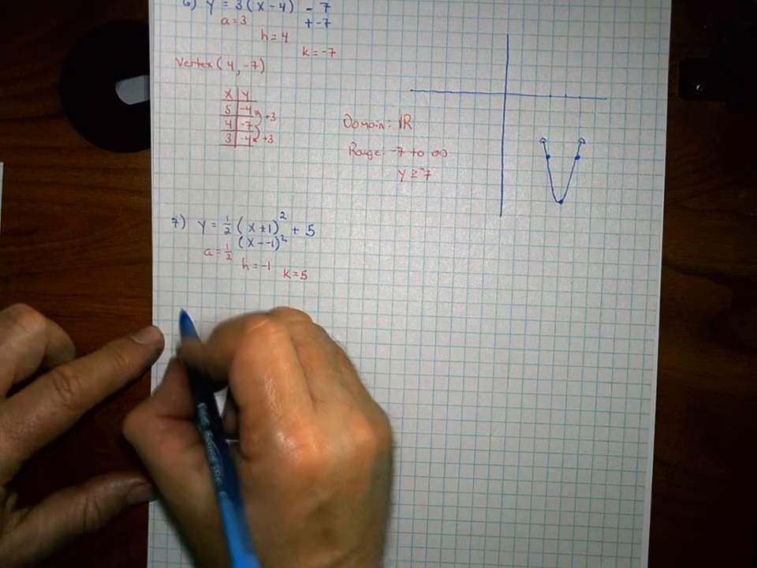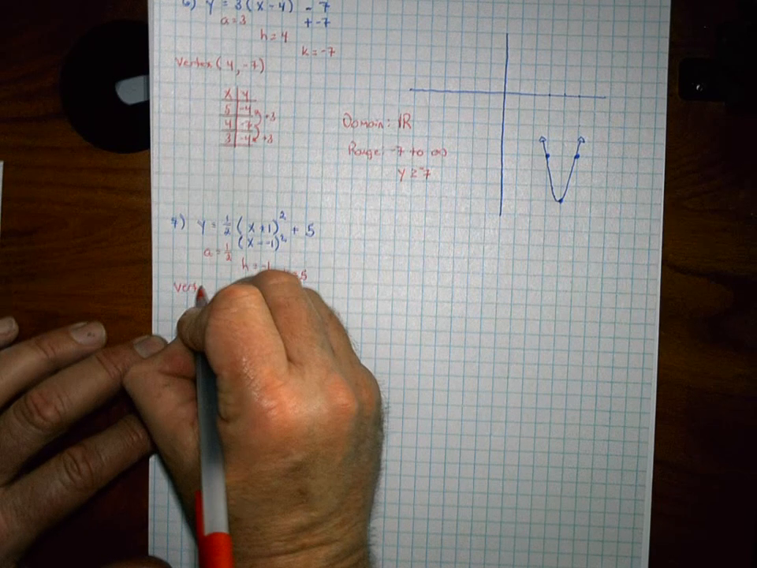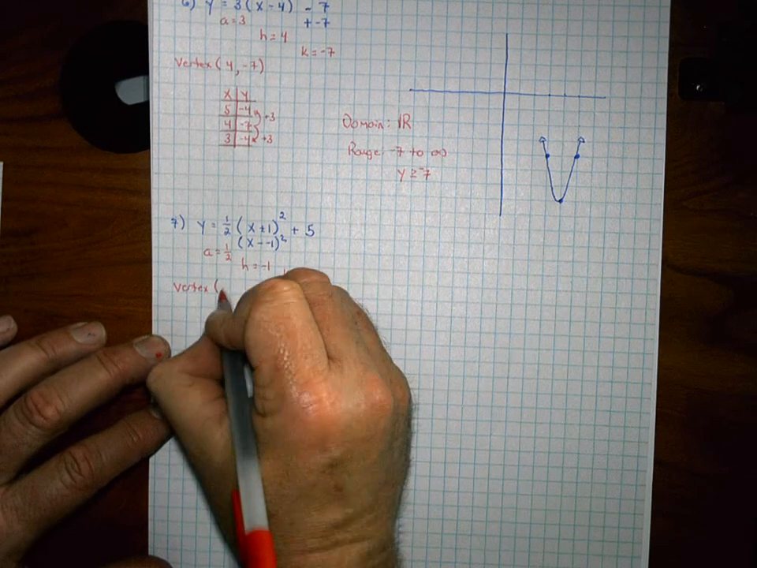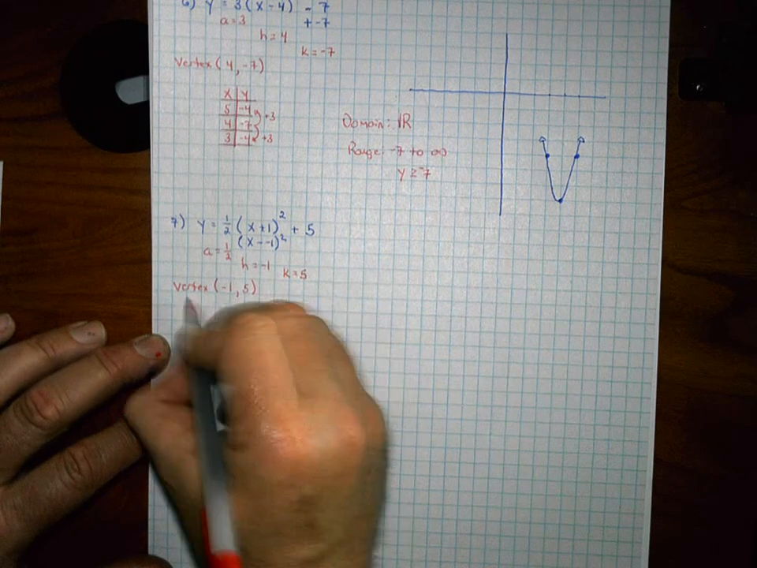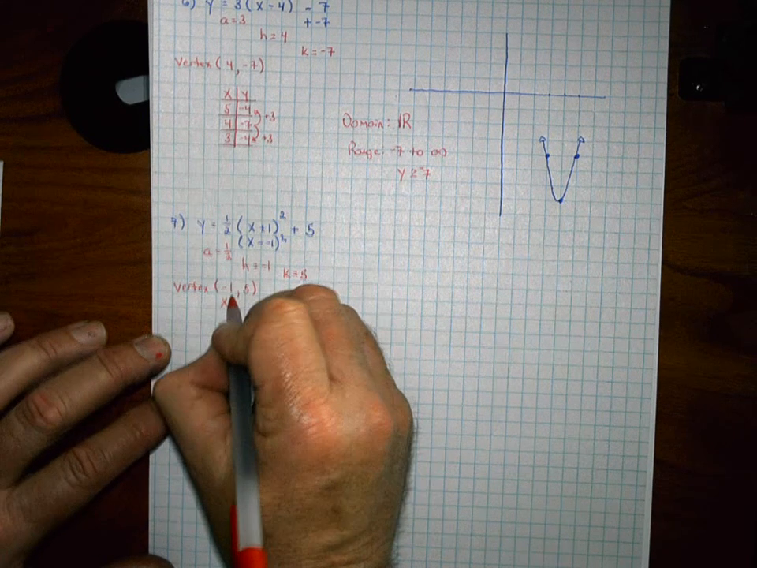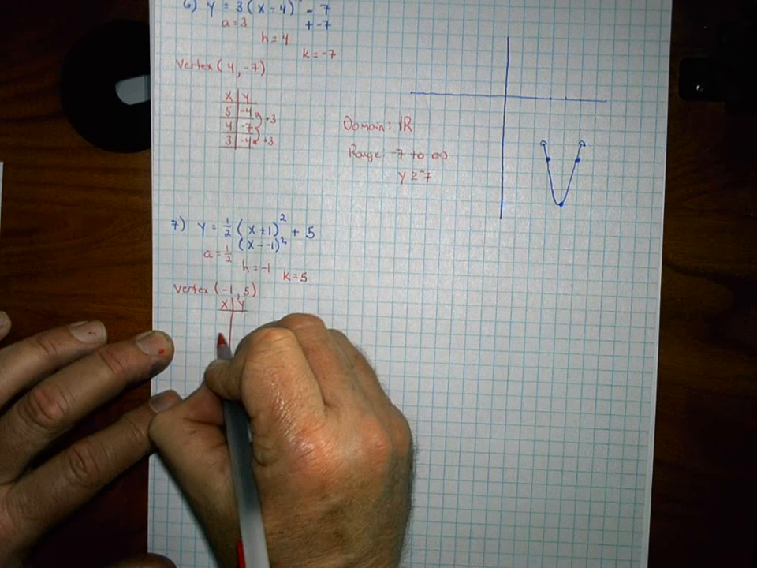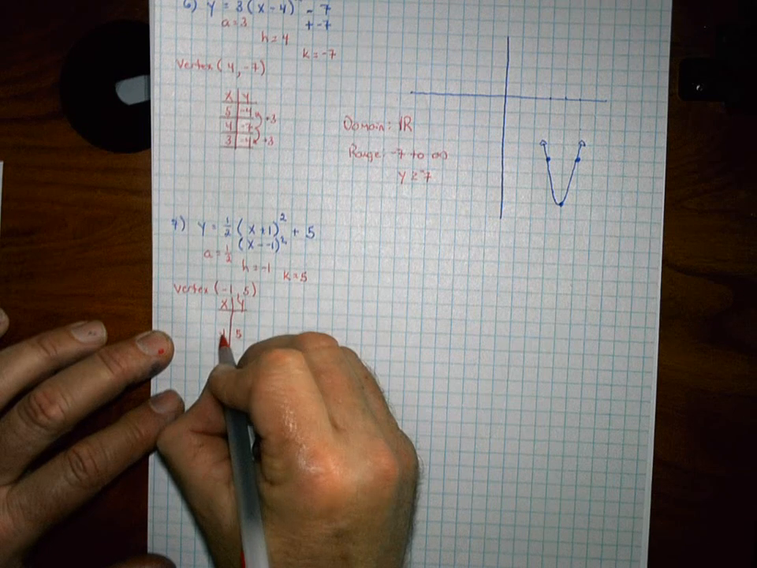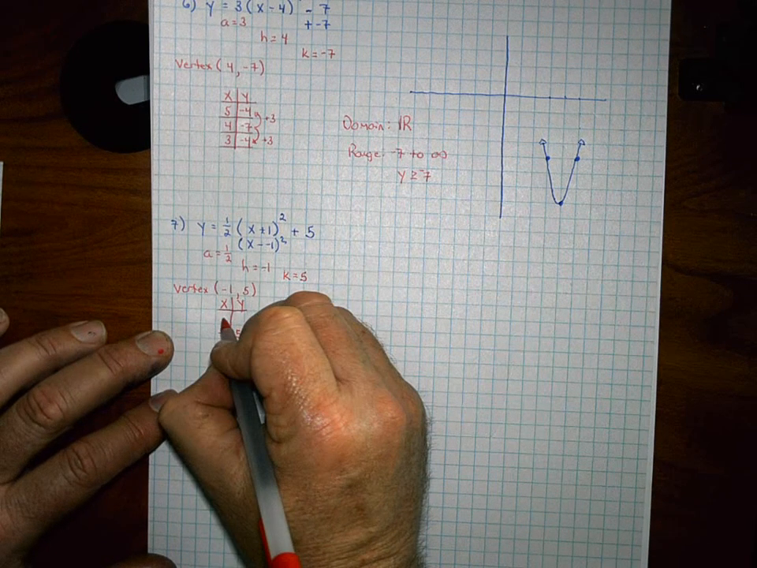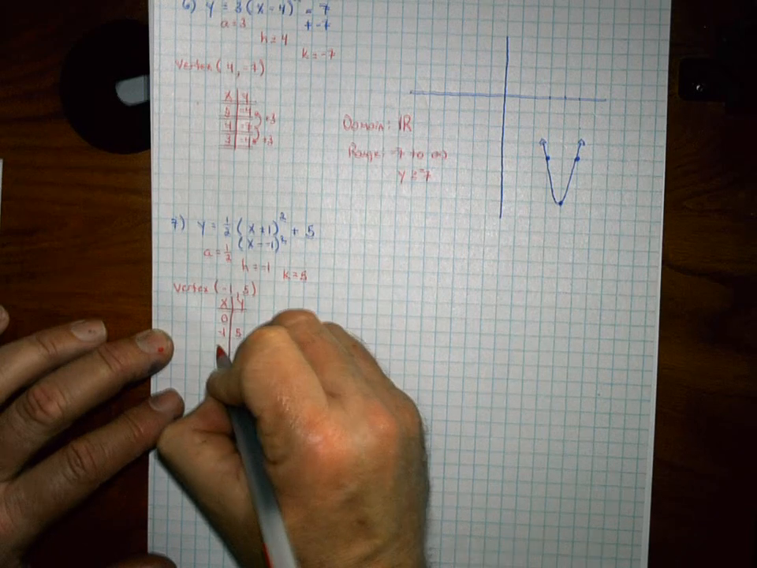Okay, so what does that mean? Well, it means that my vertex, I now know the coordinates of my vertex. It is negative 1, positive 5. And I could now use my vertex to generate a 3-point table, which I will use to get an idea of what my parabola looks like. Put the vertex in the middle of your table, pick one value, one space above the vertex for x, which would be 0, one below, which is negative 2.